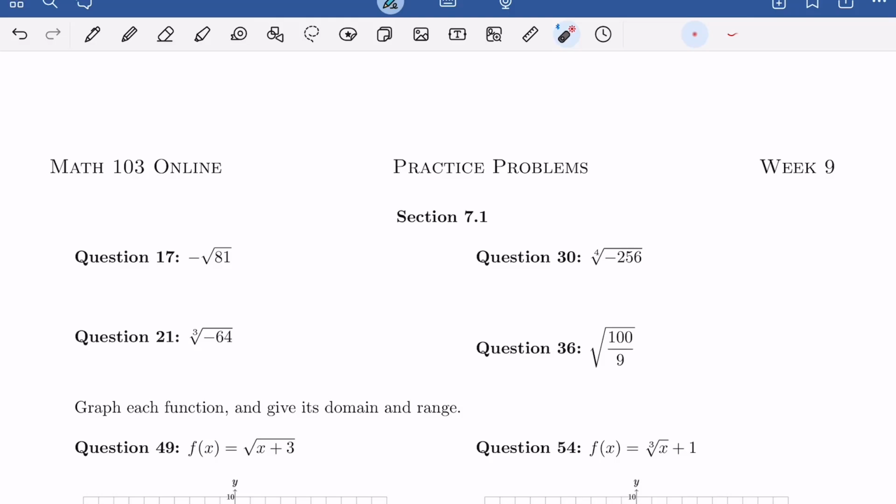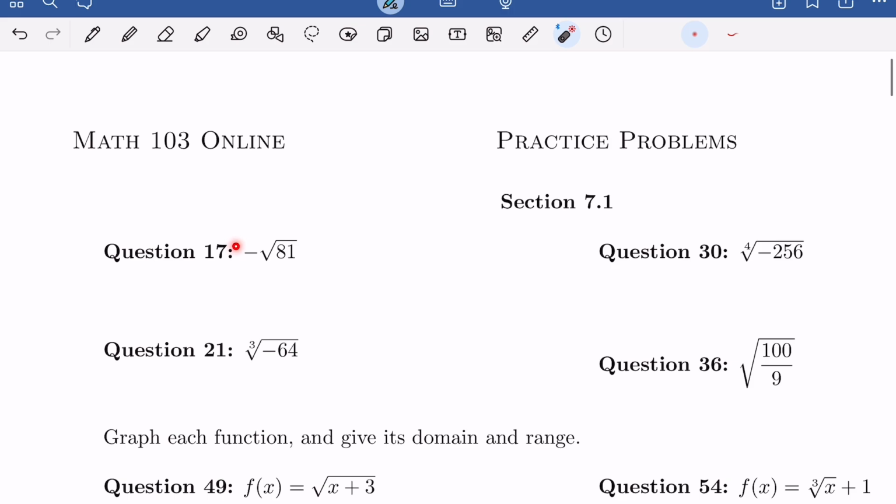Alright, so in this video, we're going to go over some practice problems on the material covered this week. So we're going to start with section 7.1 here. So looking at question 17, we want to evaluate this here.